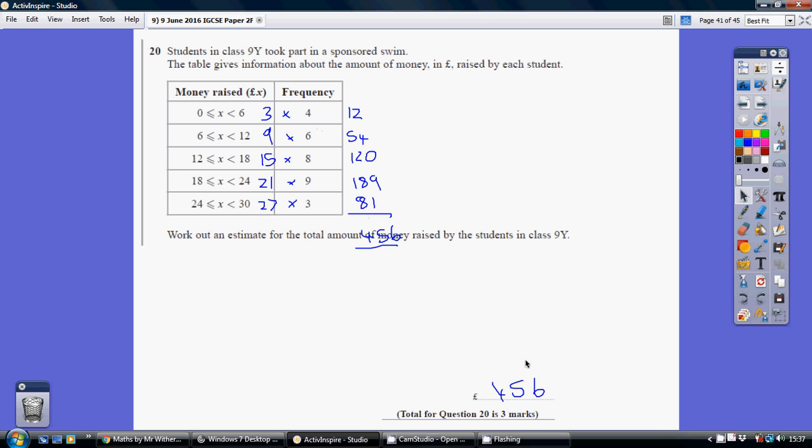So carry on multiplying and you get these various sums of money, and then if we add all of that money up we get £456. Now that's what we're asked for here.